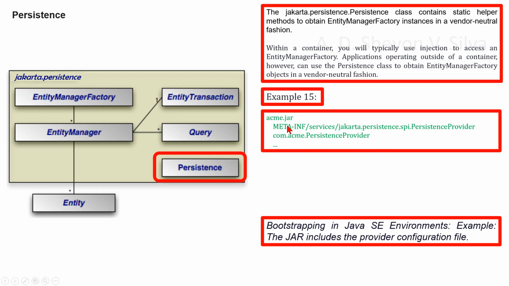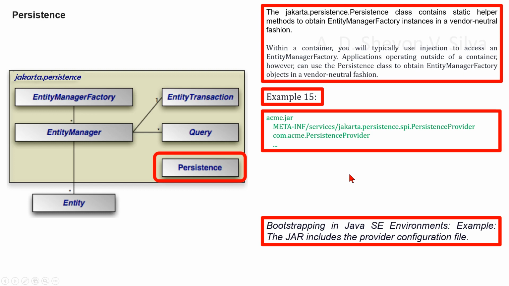Here is the example: the jar includes the provider configuration file. In a Java SE environment, the Persistence.createEntityManagerFactory method is used by the application to create an entity manager factory. A persistence provider implementation running in a Java SE environment should also act as a service provider by supplying a service provider configuration file as defined by the Java SE platform. The provider configuration file serves to expose the provider implementation class to the Persistence bootstrap class, positioning the provider as a candidate for backing a named persistence unit.